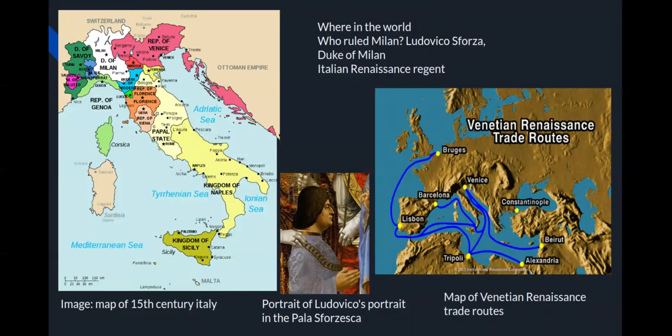So here's a map of Italy at the time during the Renaissance. Here are some trade routes around that area, and the region of Italy this is from is Milan, and at the time it was ruled by Ludovico Sforza, who was Duke of Milan and an Italian Renaissance regent.